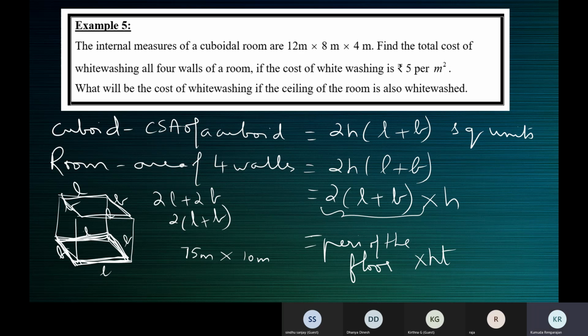2H into L plus B can be interpreted as the perimeter of the floor into the height of the room, or the height of the cuboid. You can say perimeter of the floor into height of the room, or perimeter of the base into the height of the cuboid.